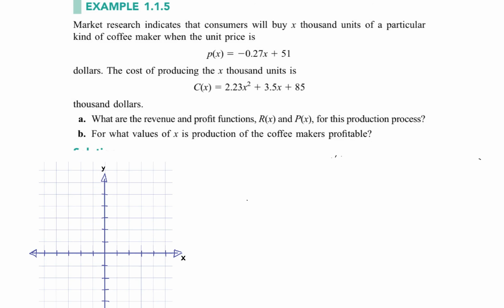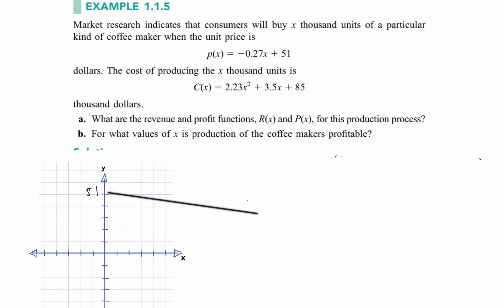Now let's solve this example. Say that you have an item, maybe it's coffee, maybe it's cars, and the price is decreasing with the quantity. So the price, P of X, is minus 0.27x plus 51. So when X is equal to 0, the price is $51. As X increases, the price decreases. It's a rectilinear line that starts at 51 and has a negative slope, and the slope is minus 0.27.